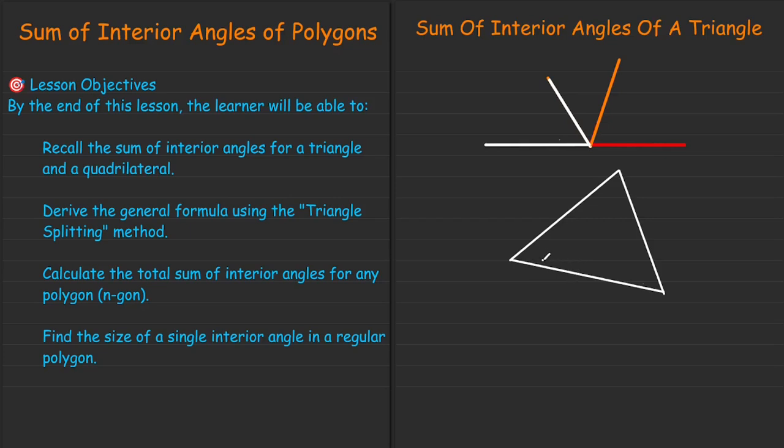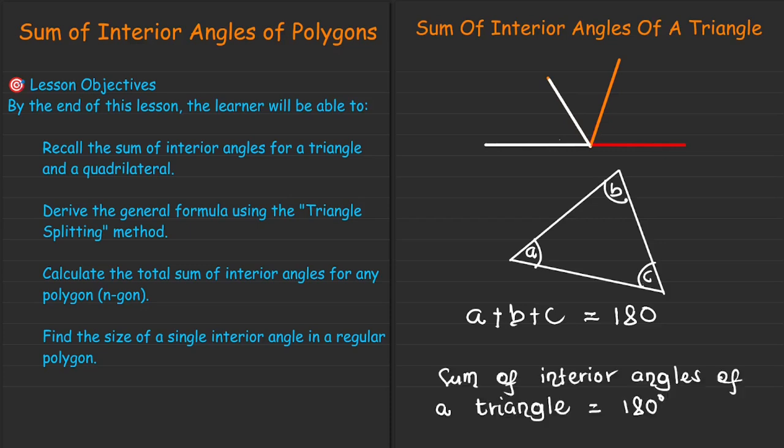So what have we done? We've established the fact that for a triangle with angles A, B, and C, if we sum them up, that is A plus B plus C, we are going to get 180 degrees. We have proved that the sum of interior angles of a triangle is equal to 180 degrees. Now, this idea is going to help us generate a formula.